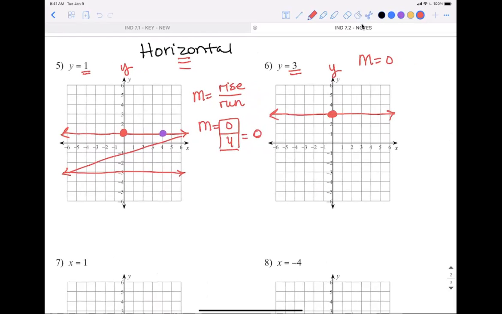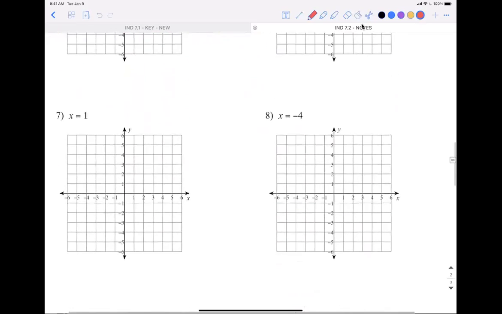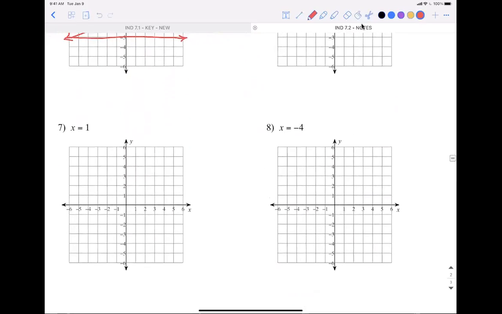The challenge of this section, if it's a challenge at all, is just remember Y's are horizontal and X's go up and down. Okay, so let's look at my X. Well, first of all, it's called a vertical line. Okay, that is the technical term for it.